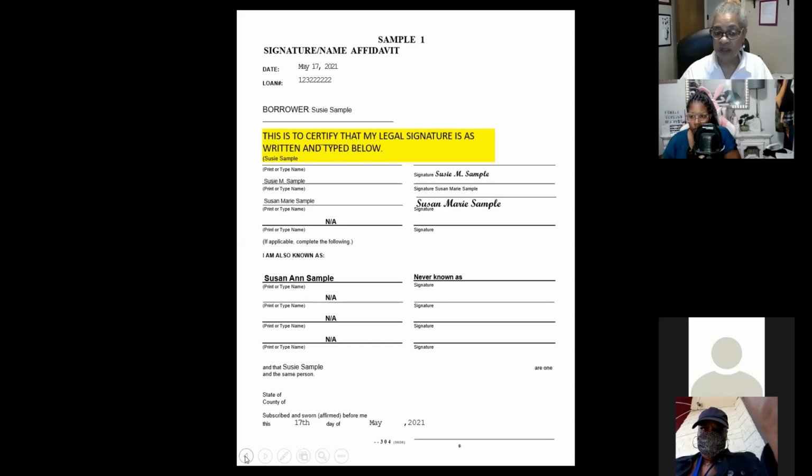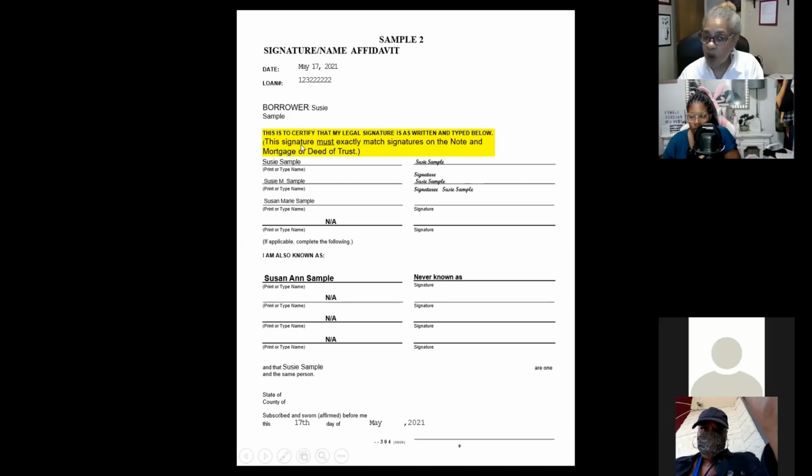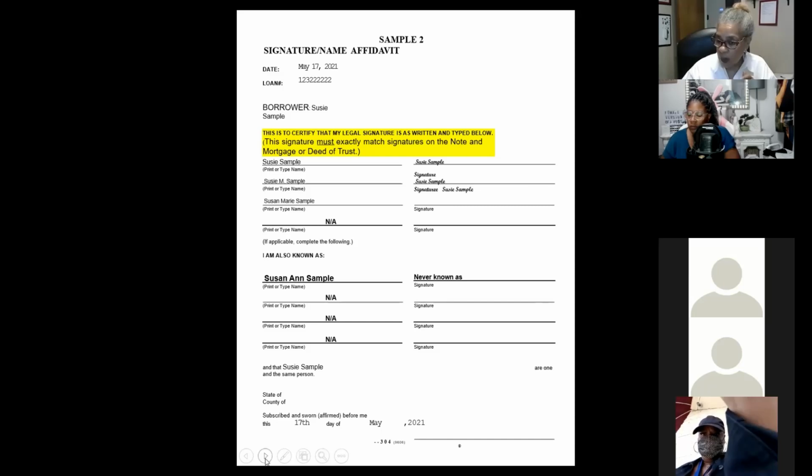So you want to make sure that you are following those instructions. And sometimes it's much smaller on this document. I blew it up a little bit just so you could see it on the screen. But you have to look at the instructions and you have to follow the instruction, or it could cause you a return trip. And when you start doing return trips, that means it's eating up your money. Okay? That's it, plain and simple. Those are your signature name affidavit examples. Do you have any questions on that?